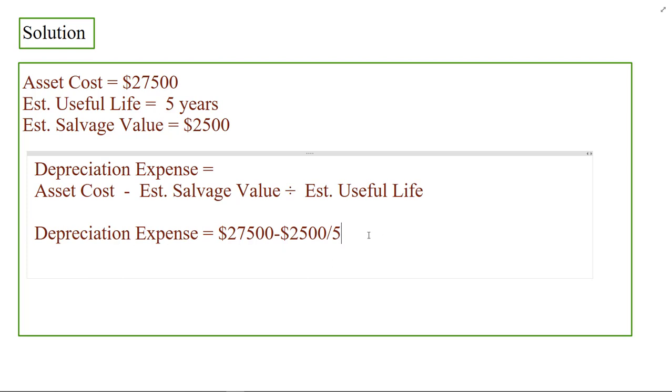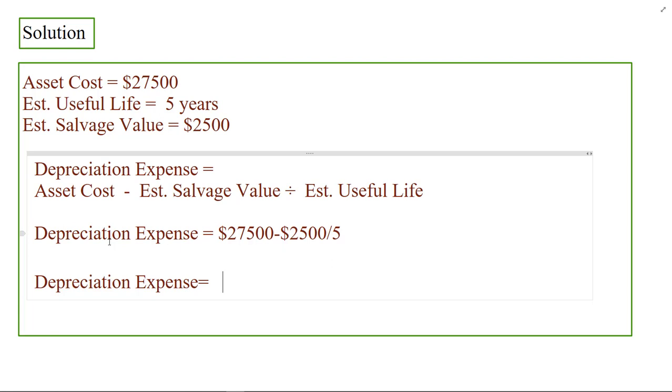Now students, let's continue. Depreciation expenses is equal to 27,500 minus 2,500. Students, I'm expecting that every one of you should have your calculator with yourself, because while we are going to solve it, it would be easier and less time consuming. 27,500 minus 2,500 is equal to 25,000.